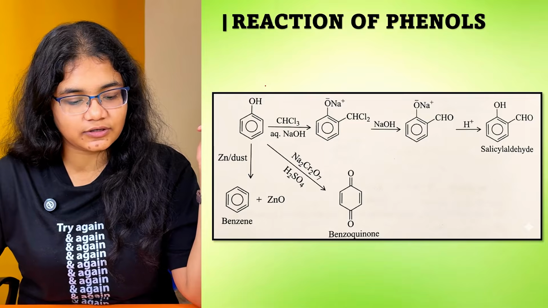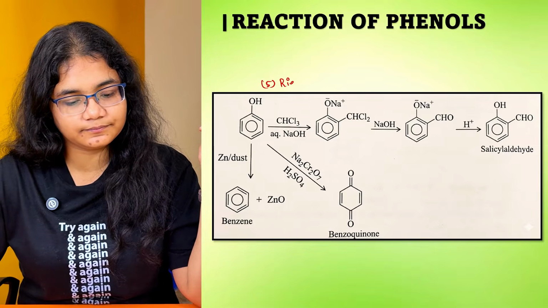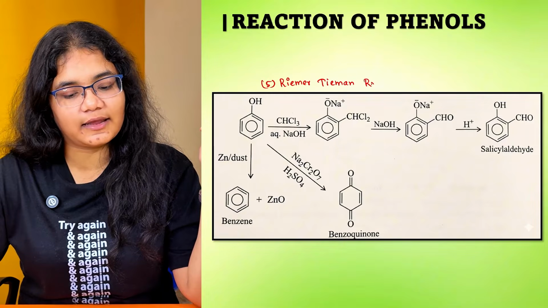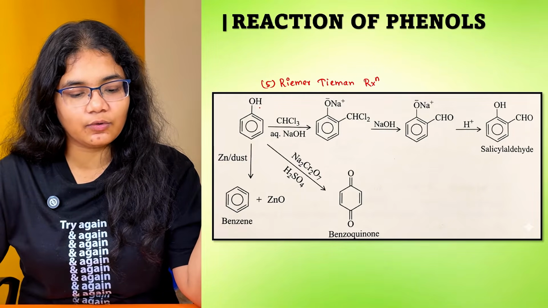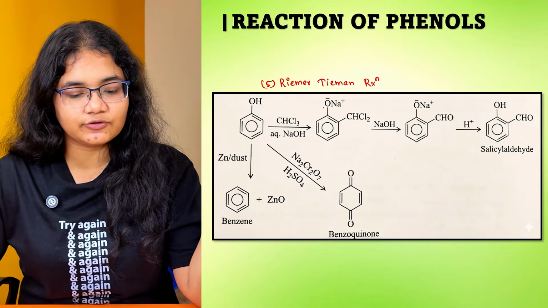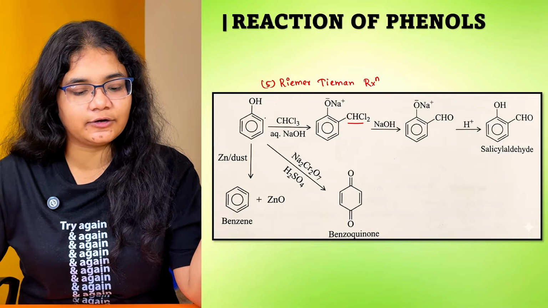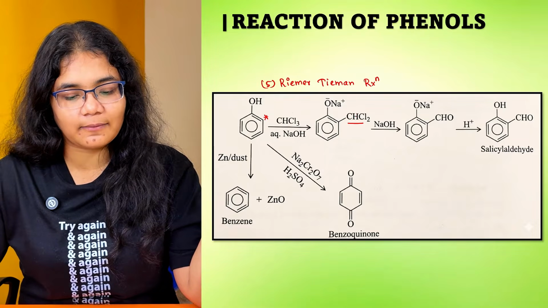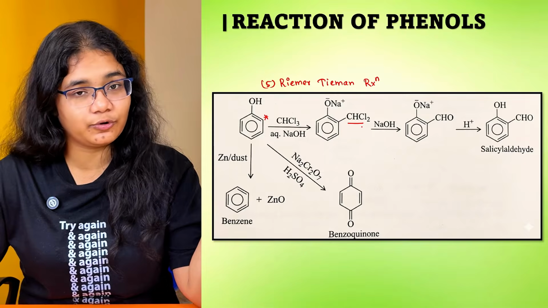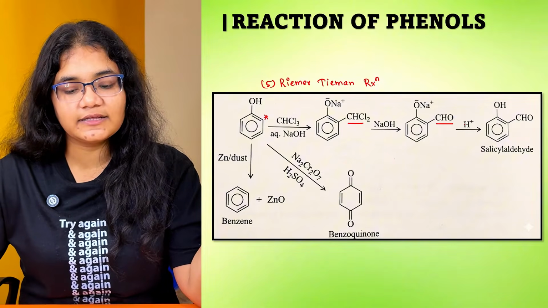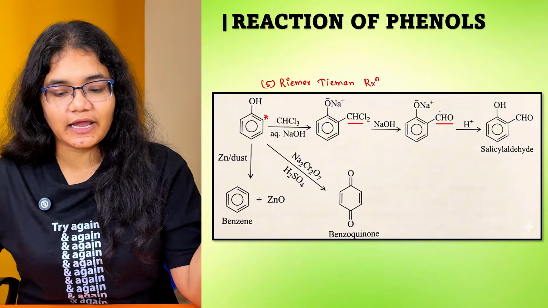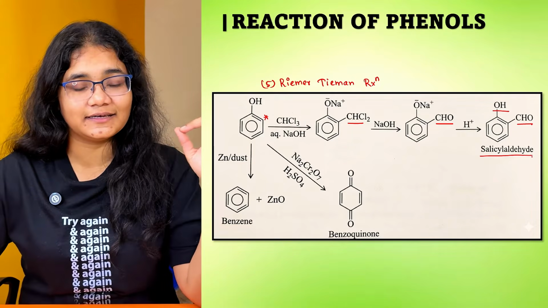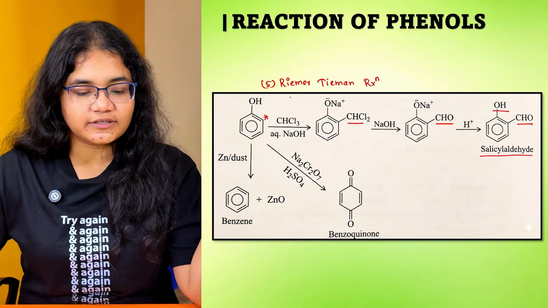The fifth reaction here is the Reimer-Tiemann reaction. Here what happens, first we take phenol with OH and treat it with CHCl3. So we get a salt here, and the CHCl2 is substituted at the ortho position. Then again when you treat it with NaOH, both the chlorines are replaced with OH groups, and then there is dehydration and you get a CHO group. Next, with hydrolysis you will get OH and CHO group, and this particular compound is called salicylic aldehyde. So this is the fifth reaction.